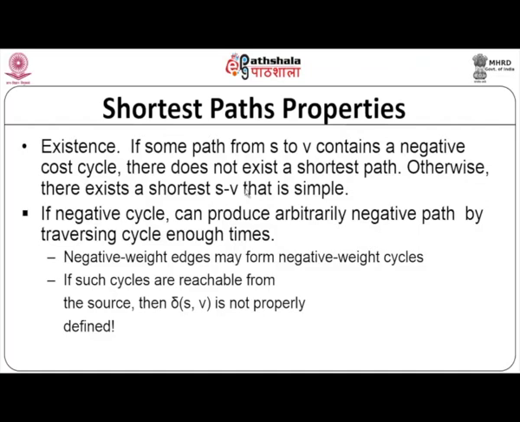A negative cycle can produce an arbitrarily negative path by traversing the cycle enough times. So, negative weight edges may form negative weight cycles. If such cycles are reachable from the source, then the minimum cost between S and V is not properly defined, because you will be going round and round, you do not know when the path ends.